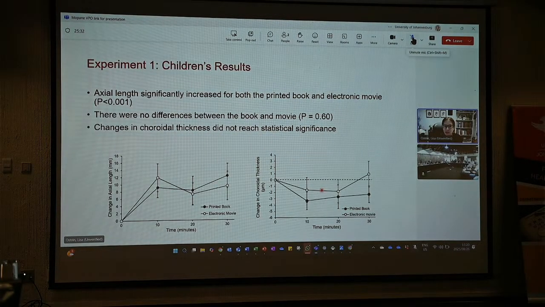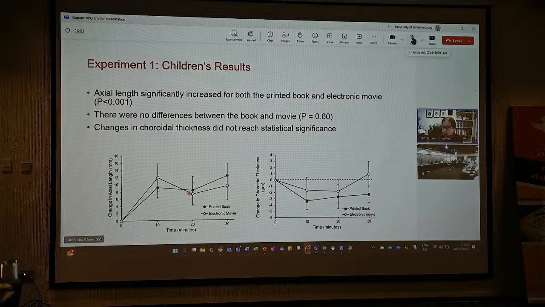So first we'll look at the children's results, and as I mentioned, they read a printed book, which is shown in solid symbols, or watched an electronic movie shown in the open symbols. And indeed, we found that axial length increased following reading or near work. And choroidal thickness, while it did tend to decrease, did not reach statistical significance.